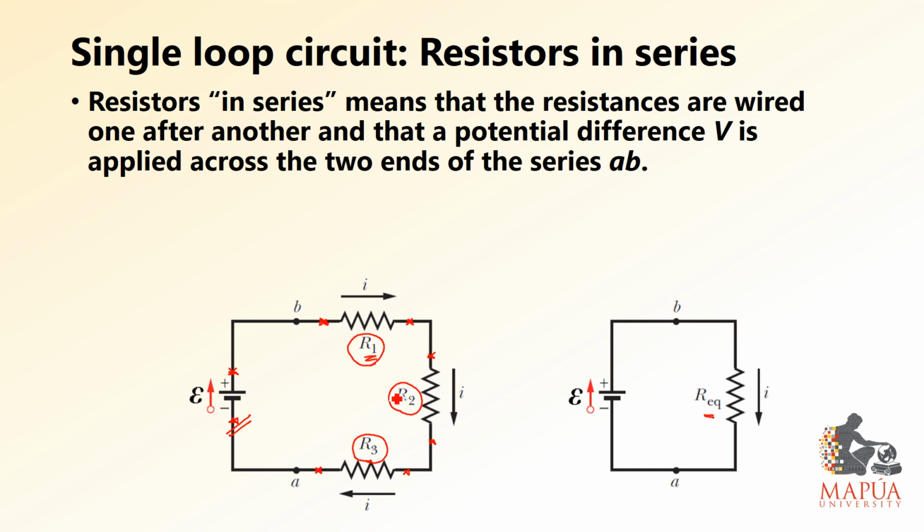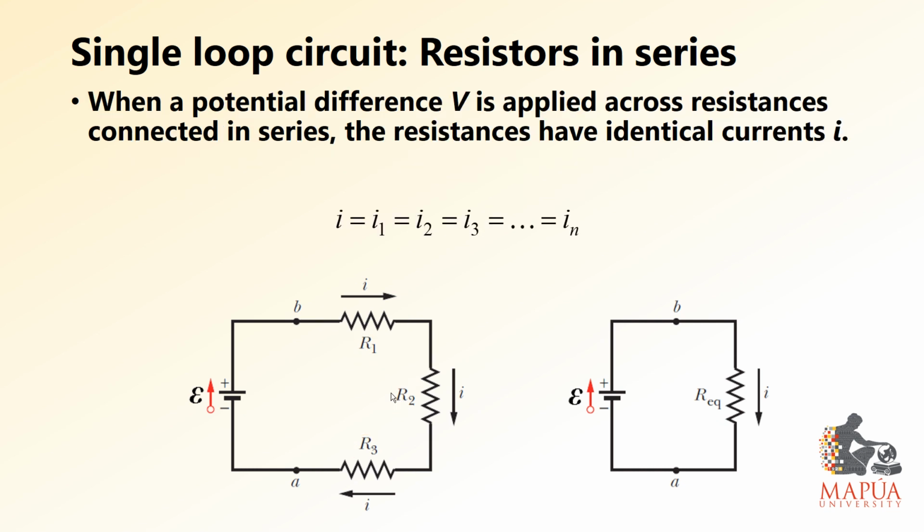Okay, so by conservation of charge, when the potential difference V is applied across these two terminals A and B, the resistances in this circuit will have identical currents. That means whatever current is passing through this point, or this line, or this resistor, is the same current that will pass through this resistor and will pass through the other resistor. Let's call those currents I1, I2, and I3.